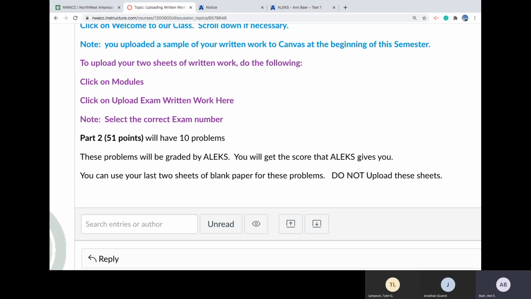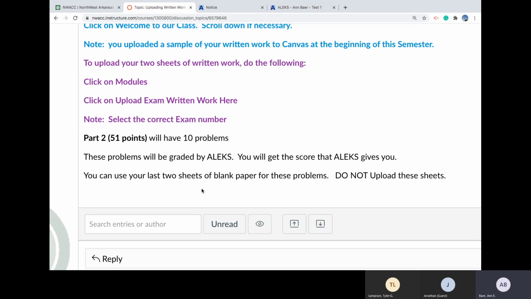You will get the score that Alex gives you for these. You can use your last 2 sheets of blank paper for these problems. Do not upload these sheets. And remember, you get an additional sheet of paper to copy down all of those testing instructions. So you'll have 5 total sheets of paper.